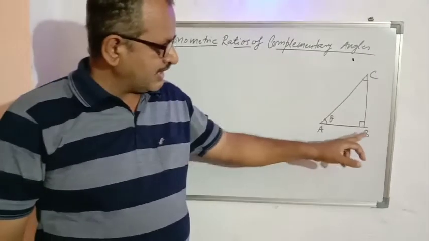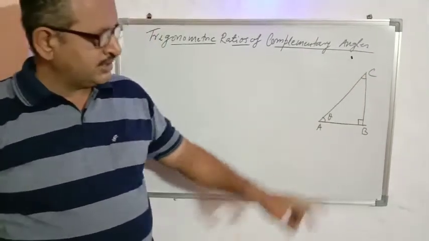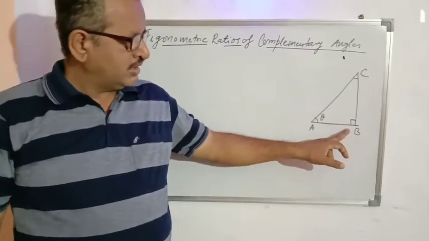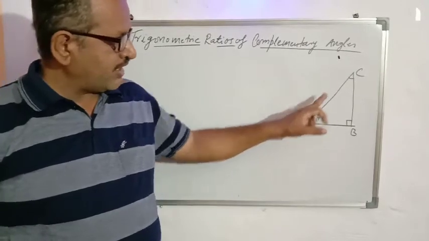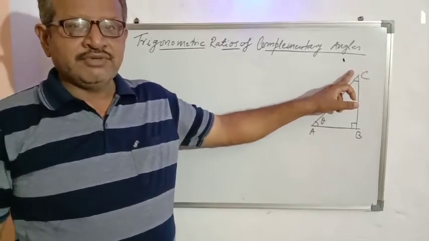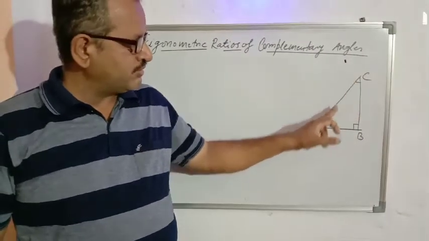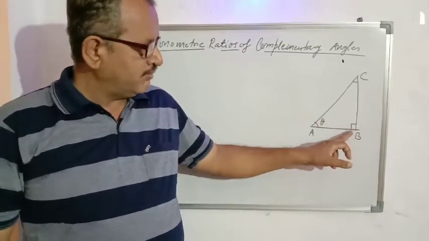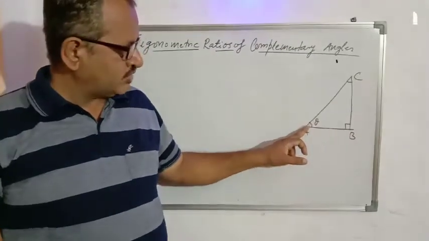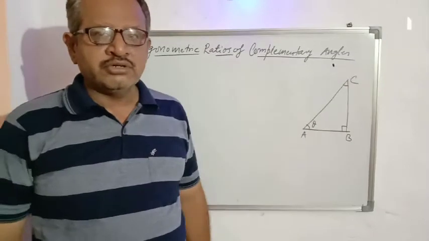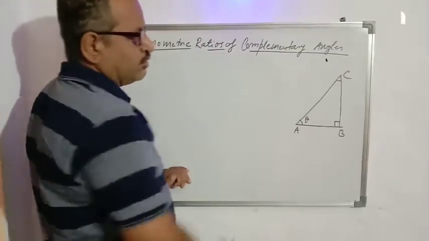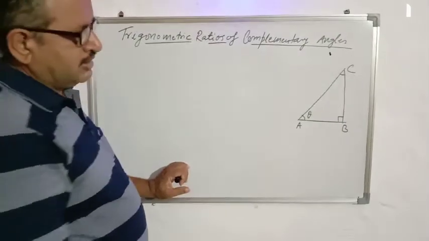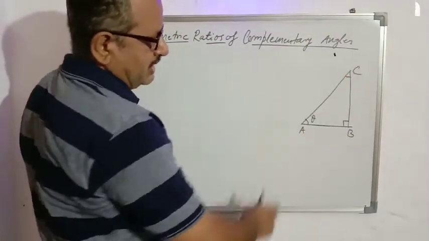So I have taken a right angle triangle ABC in which angle B is 90 degrees. What will be the sum of angle A and angle C? It will be 90, because the sum of these three angles is 180. B alone is 90 degrees, so the sum of the remaining two angles will also be 90 degrees. It means angle A and angle C are both complementary angles, because their sum is 90.